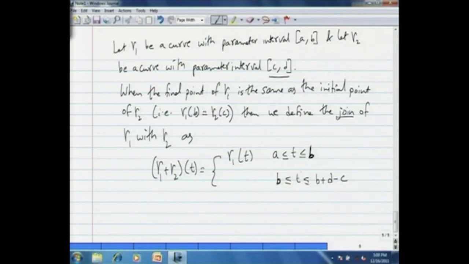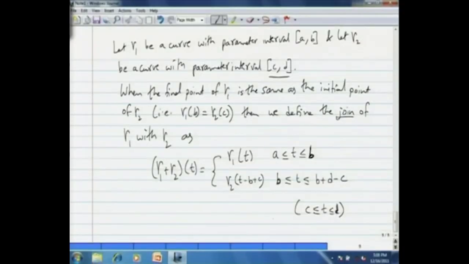So what we have done is we have added b minus c to both sides of this kind of inequality. So, to compensate, we will do the following: we will subtract b and add c to the parameter of gamma 2. Then for this time interval, which is actually a translation of the interval c d, gamma 2 will be traced. So, the join is just a slight modification. You first travel along the range of gamma 1, and then you trace gamma 2 from there on. So, that is a join.